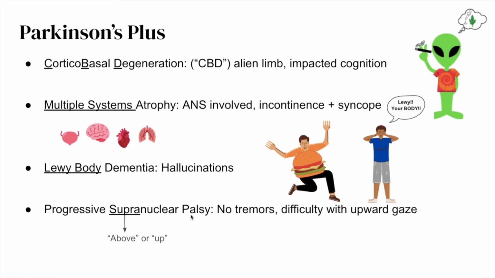There's also progressive supranuclear palsy. Here, it's very likely that the patient's not going to have tremors, but they will have difficulty with upward gaze. So here I look at the word supra and know that it means above or up in Latin, or in medical terminology, it means above or up. And so if above or up is the key word here, you can remember that they have difficulty with upward gaze.